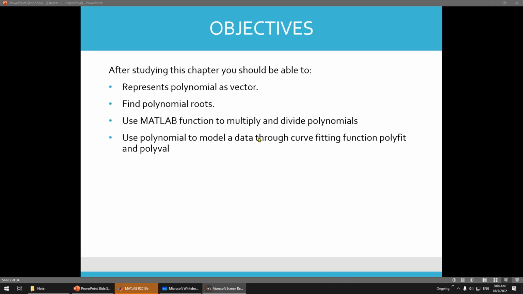Okay, so the objective of the study here is to represent the polynomial as a vector. So basically you just have a polynomial, but you change it into a vector in MATLAB. And then you can use MATLAB to find the polynomial root. Okay, use the MATLAB function to multiply and divide. And also use polynomial to model data through curve fitting functions of polynomial, polyfit and polyval.